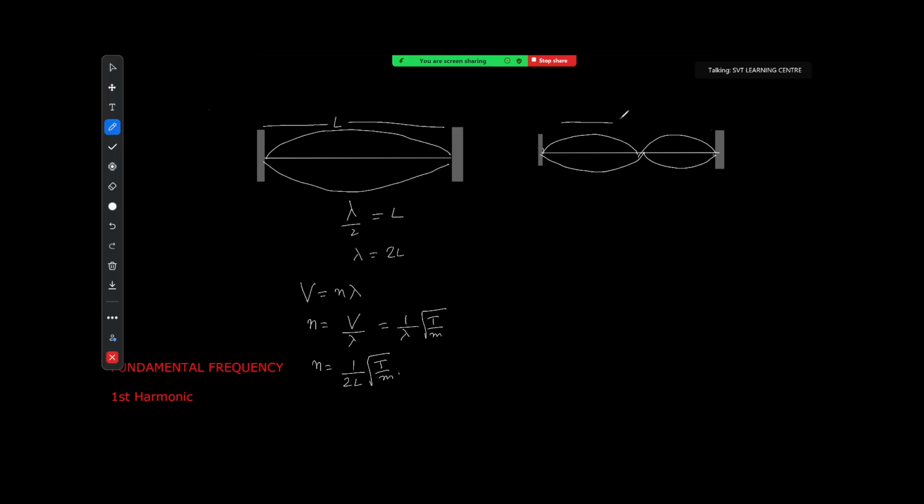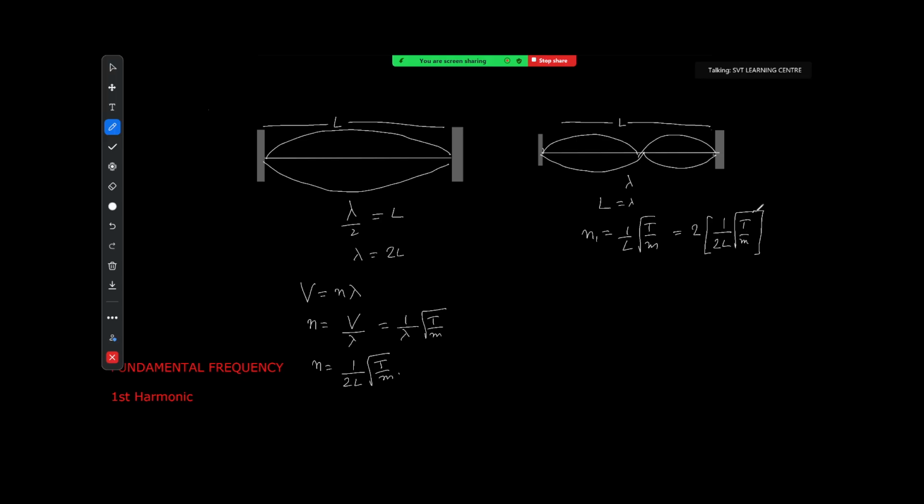Most importantly, the length remains the same, but this length now is lambda. So your L will be equal to lambda. Putting all the things together, you will get N1 equal to 1 upon L root of T by M. Velocity will not change, it will be T by M only. Doing a little bit of mathematical jugglery, you can write this as 2 times 1 upon 2L root of T by M.